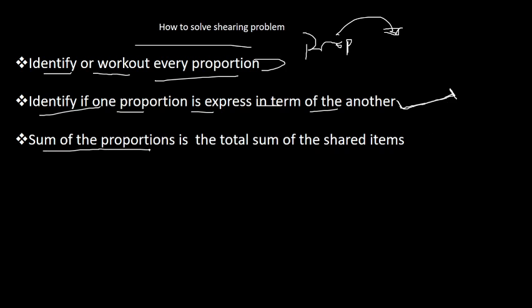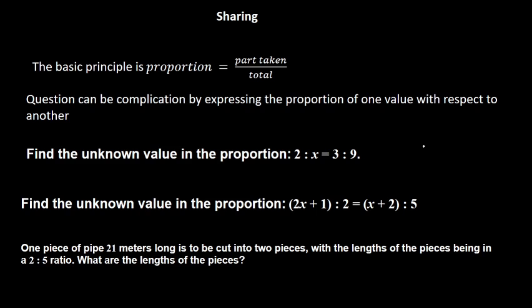Now, the sum of the proportions is the total sum of the shared item. That is what you know from the experiments you have been doing. That is to say, your father gives you 2/3, gives another person 1/3. So if you add the proportions together, it will give you a total of 3. So under sharing, the basic principle is proportion, which is part taken over total.